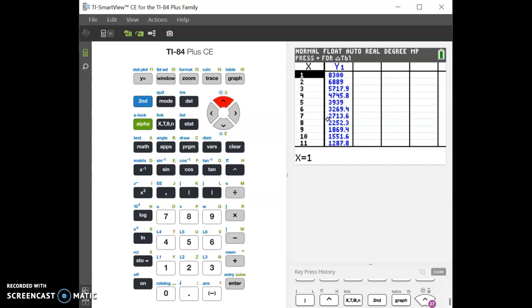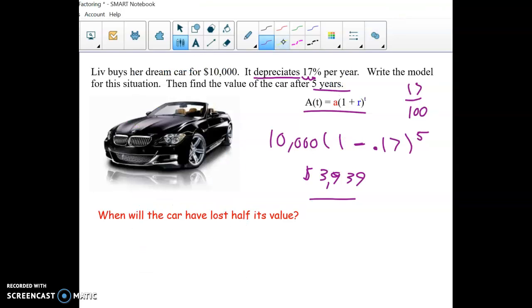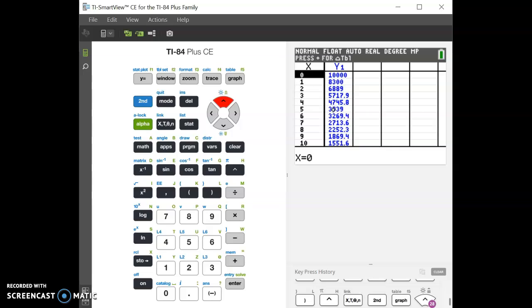But to do half its value, right, we started at 10,000. So half its value would be 5,000, would be about 3 to 4 years. So we could just guesstimate from there and call it about 3.5 years, right? So we'll just say about 3.5 years. Okay, and usually on a multiple choice question, you just got to get in the ballpark, and that would be good for your answer.